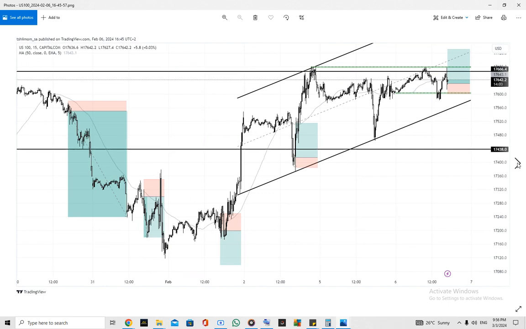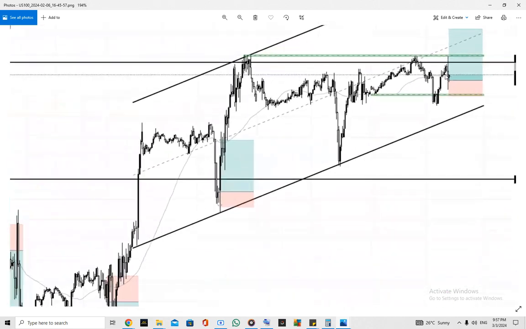Then by 4:45, I changed. I came up with this other setup. The market was just going up and down here in the first 15 minutes, so I thought, okay, the market was maybe only gathering liquidity because we are at the moving average.